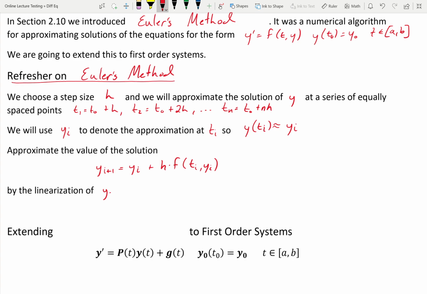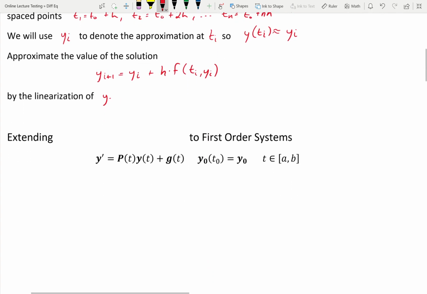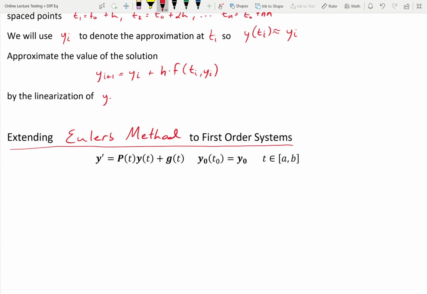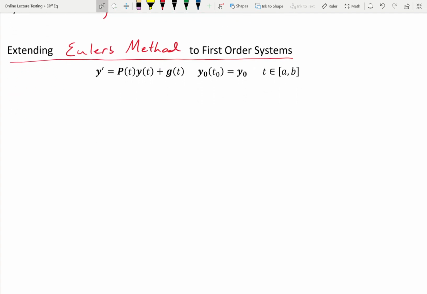Okay, so extending Euler's method to first order systems. Here's our first order system: y prime is equal to P of t times y of t plus g of t. Notice that I have bolded these letters, meaning that these are now dealing with the system. These are matrices or vectors of some sort.